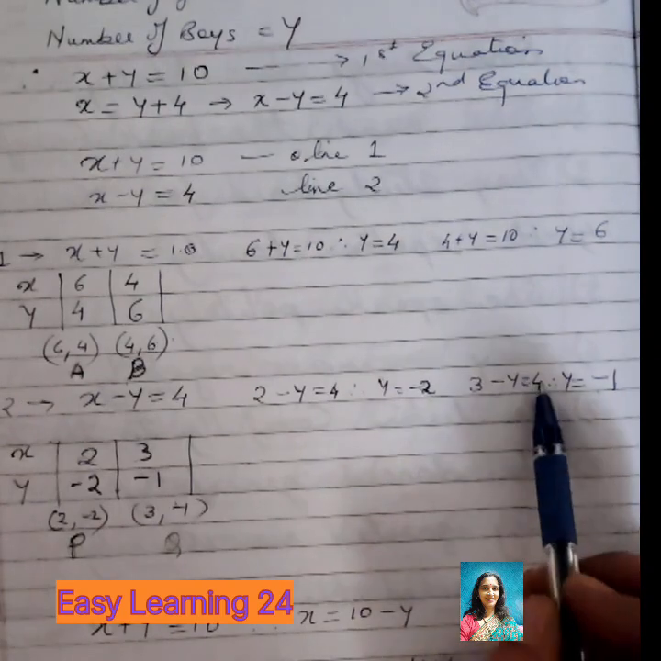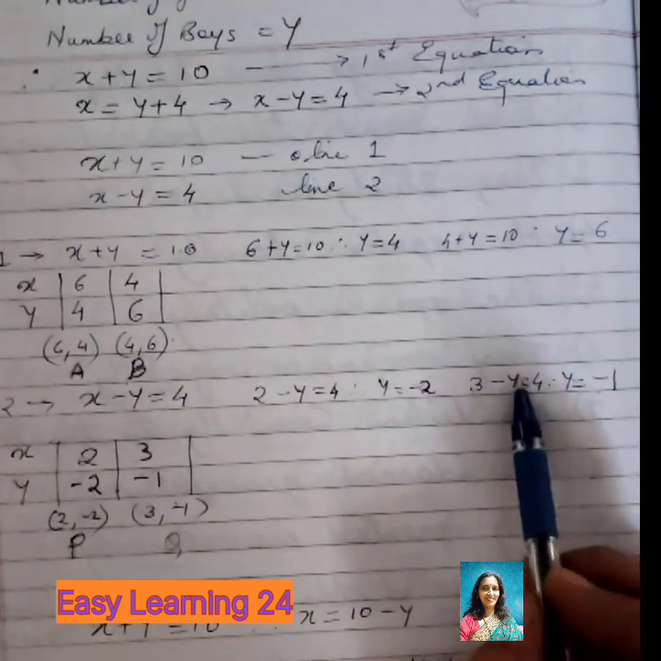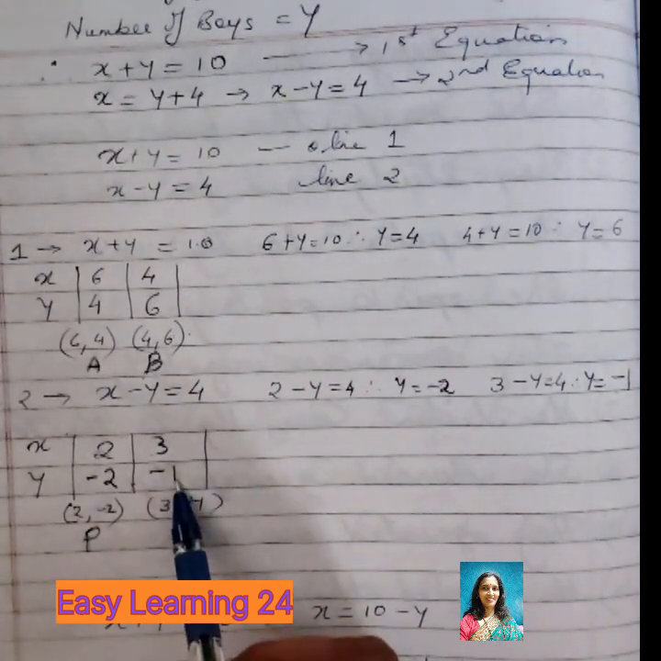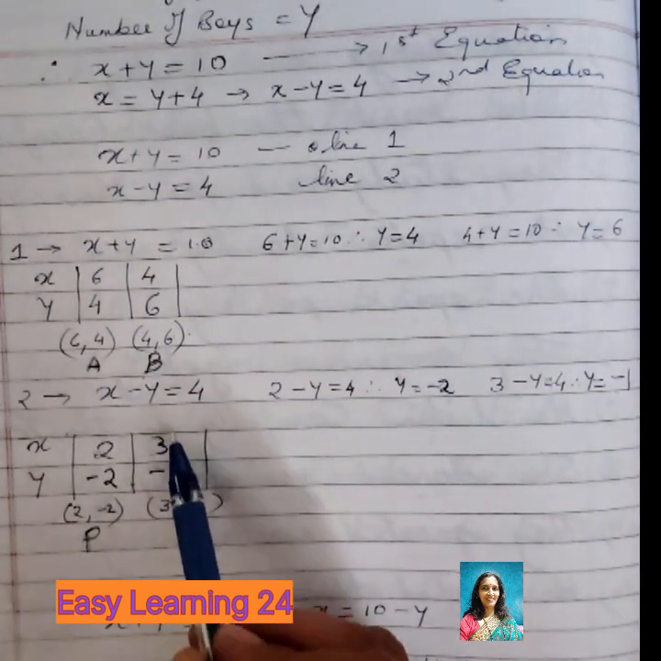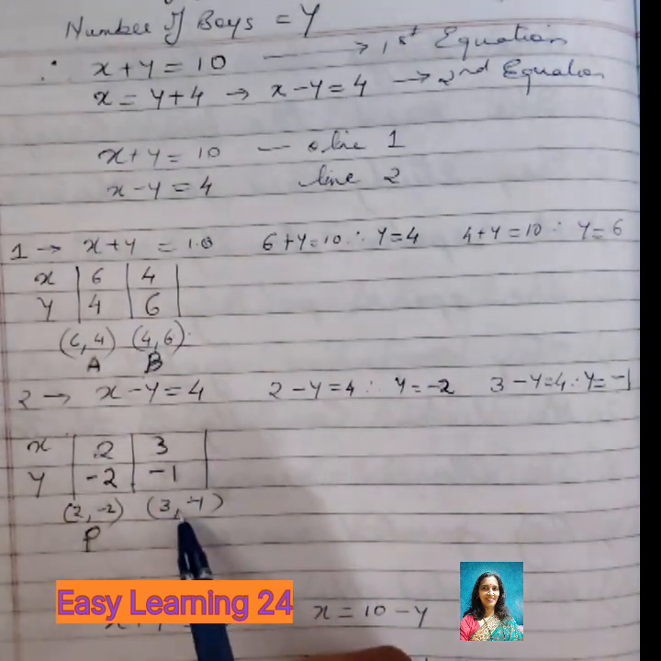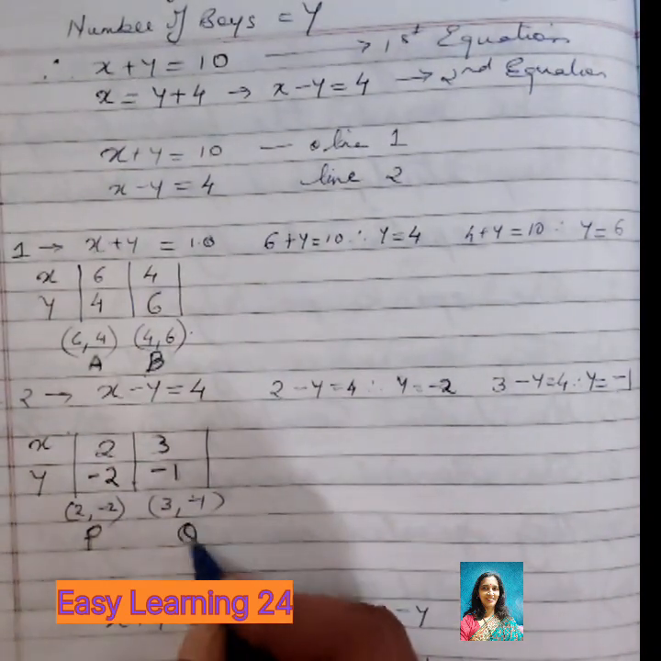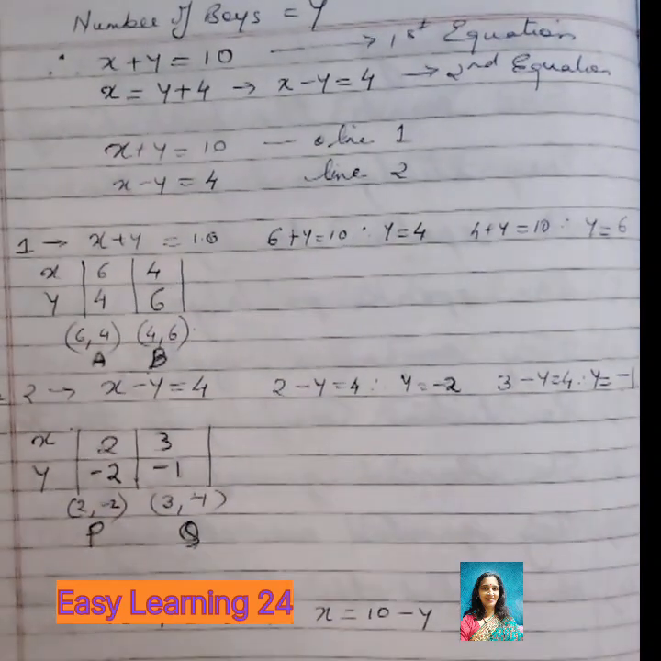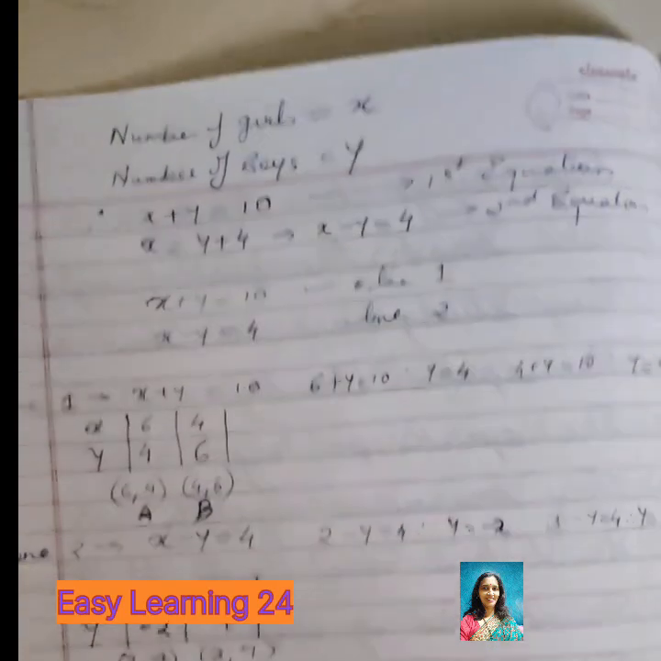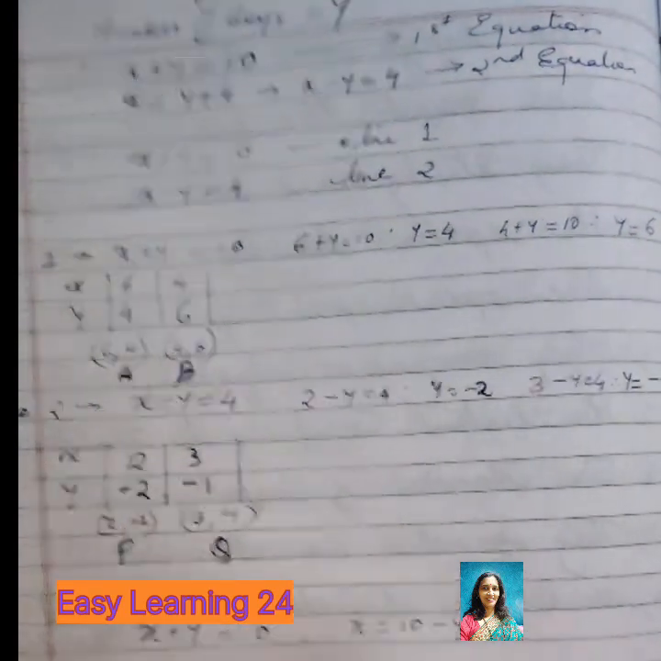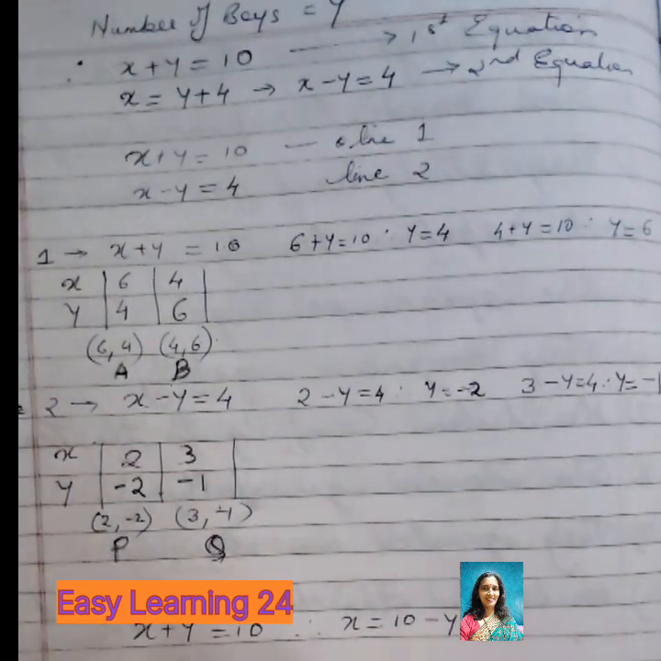Okay. 4 minus 3 is 1, minus y is equal to 1, so y is equal to minus 1. And this is minus 1. We are going to substitute here. So this is the second point which contains number 3 on the x-axis and minus 1 on the y-axis. So this is point Q: 3 and minus 1. Okay. Side by side, we'll solve this equation and see the actual values, and then we'll tally this on the graph paper. Okay.